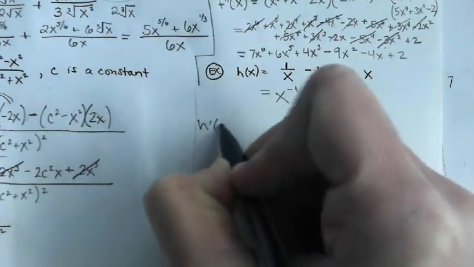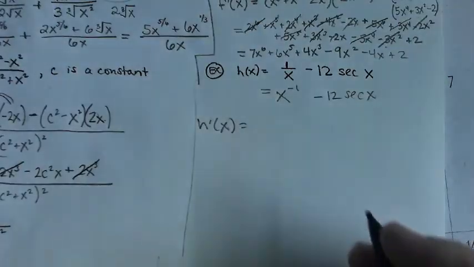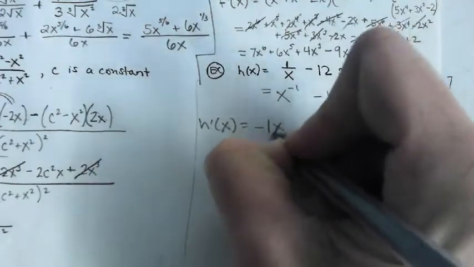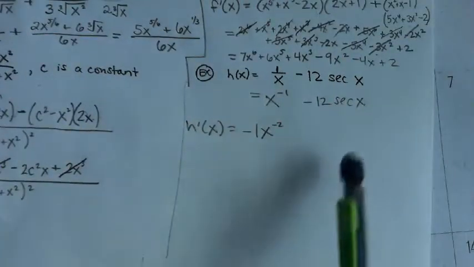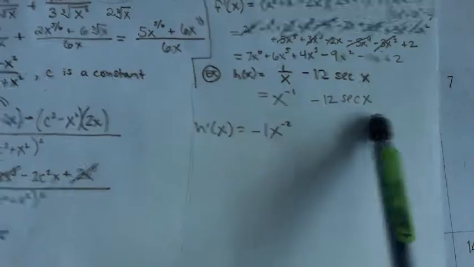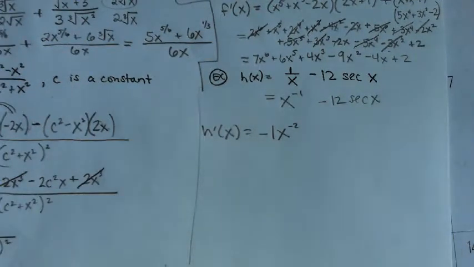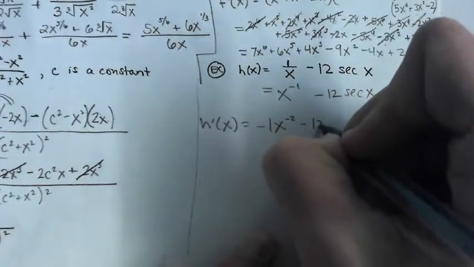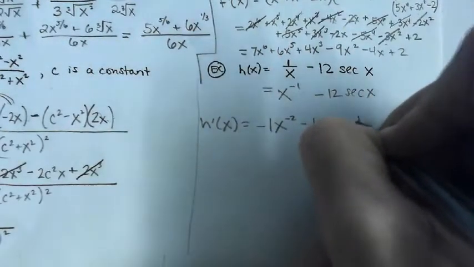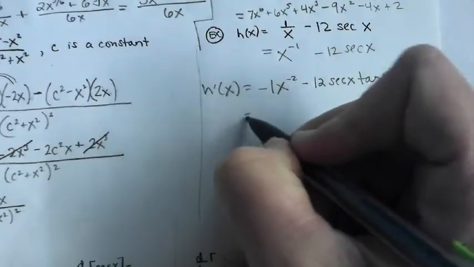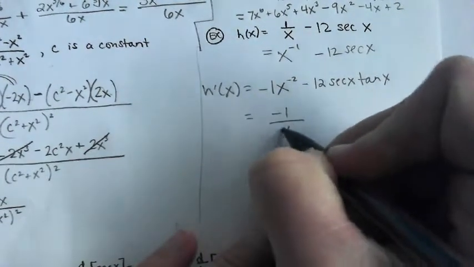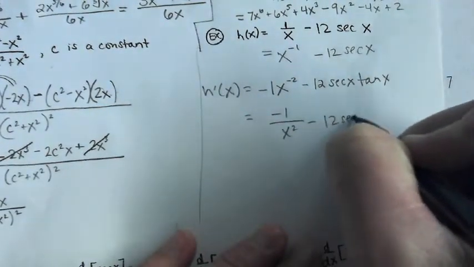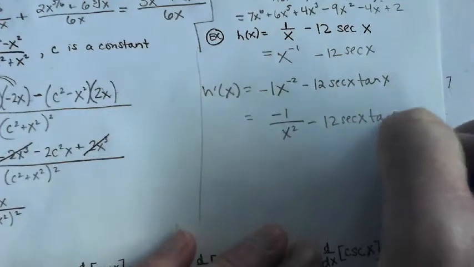And so that h prime of x would be power rule on the first term, negative 1, x to the negative second. And then just a trig rule here. The derivative of secant is secant tan. So that would just be minus 12 secant x tan x. Cleaned up, that's just negative 1 over x squared minus 12 secant x tan x.